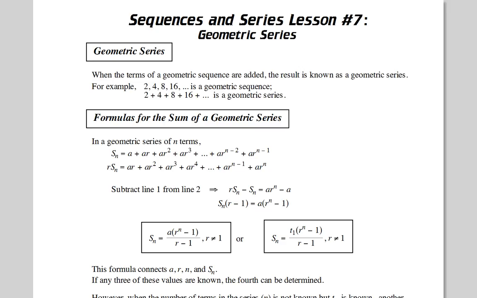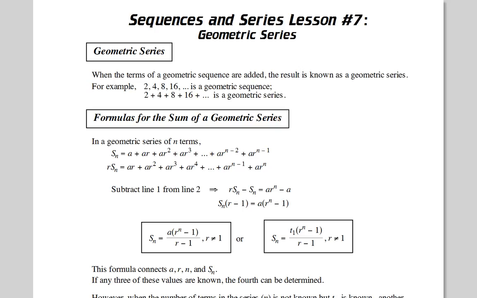Okay, so when the terms of a geometric sequence are added, the result is known as a geometric series. For example, the geometric sequence 2, 4, 8, 16, and the geometric series 2 plus 4 plus 8 plus forever there, like that. Okay, so it says the formulas for the sum of a geometric series. This is just deriving the formula. You would never have to do this on your own. This is just giving us some inspiration as to how it's developed.